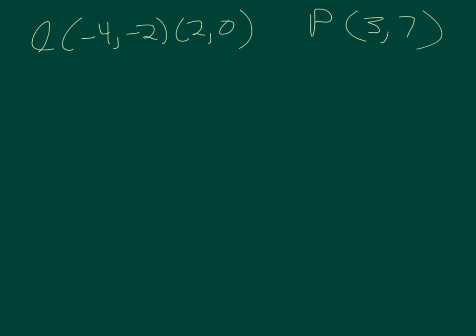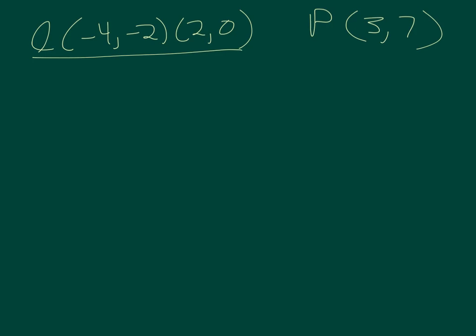Okay, class, you are now looking at problem number 6 from workbook page 41 being worked. In this case, we are given that line L goes through the coordinates (-4, -2) and (2, 0), and point P can be found at (3, 7). So we need to get an equation for line L.